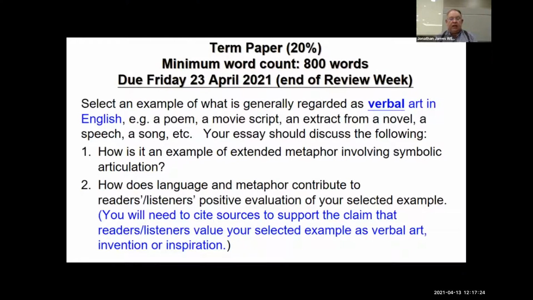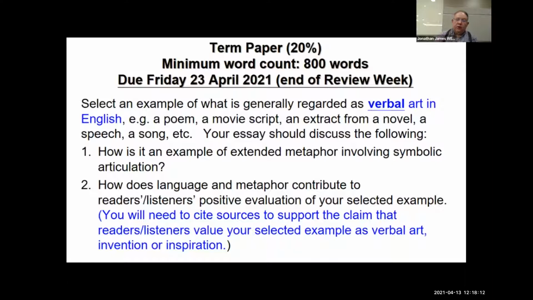How is it an example of extended metaphor involving what we have called symbolic articulation? How does it articulate a symbol, a metaphor, so that the text itself has this metaphorical value? It's not in the specific words, it's not even in specific grammatical categories, but the metaphor is what extends across the text in terms of the patterning that you identify. And then how do language and metaphor contribute to the positive evaluation of your selected example? Where is the aesthetic appeal in terms of what you have chosen?